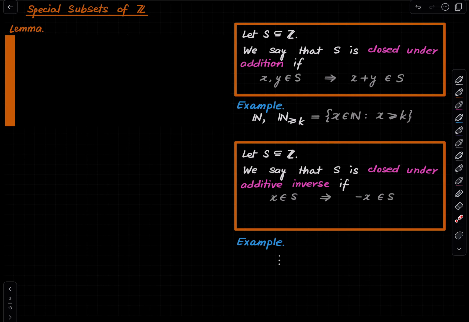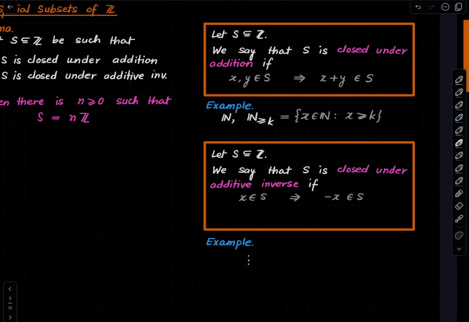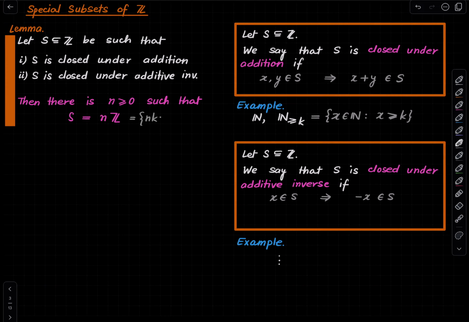But something interesting happens if you have a subset which satisfies both these closure properties. So fix a subset of integers. Assume it is closed under addition and also under additive inverses. Then this kind of subset is very special, and the theorem says that there is some non-negative integer n such that S is equal to nZ, where what is nZ? Recall, nZ is nothing but all multiples of n. That's what nZ means.